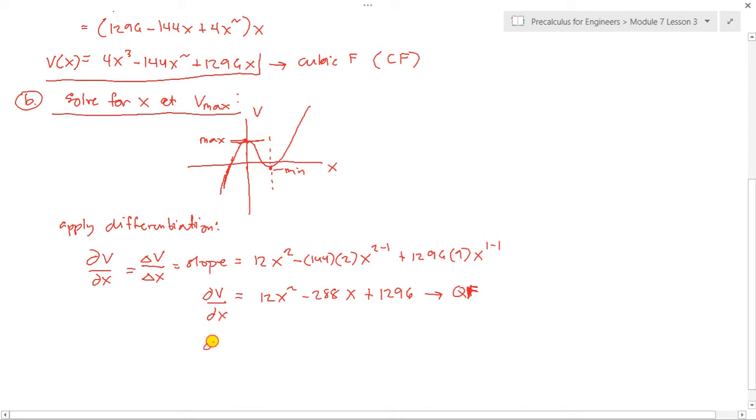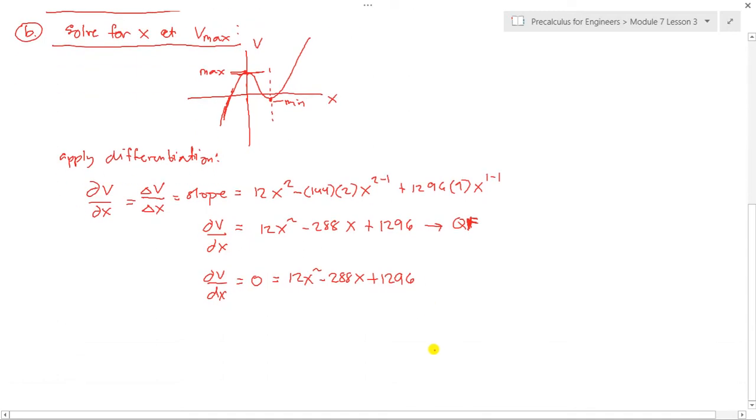So we can say that dV over dx, which is equal to the slope, is equal to 0, which is equal to 12x squared minus 288x plus 1296. This is a quadratic function, so we're going to solve for its roots. You can use completing the square, the quadratic formula, or trial and error. But for me, to make it easier, use the quadratic formula to solve for the values of our x.